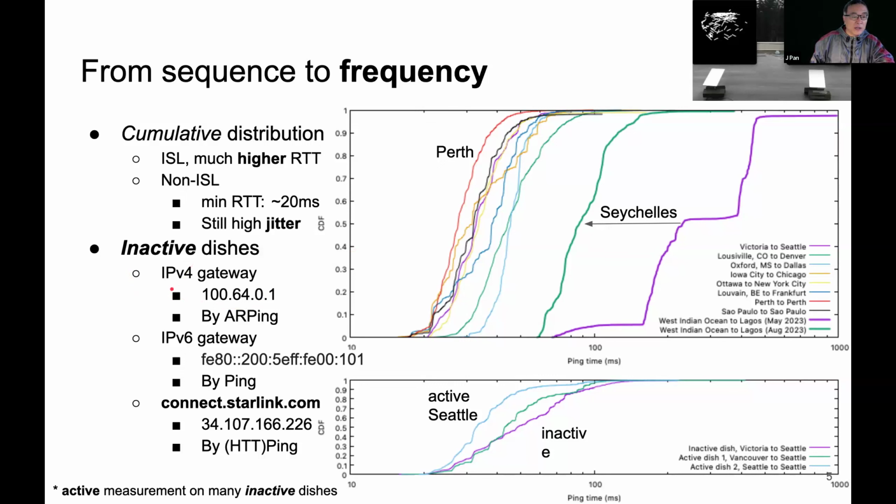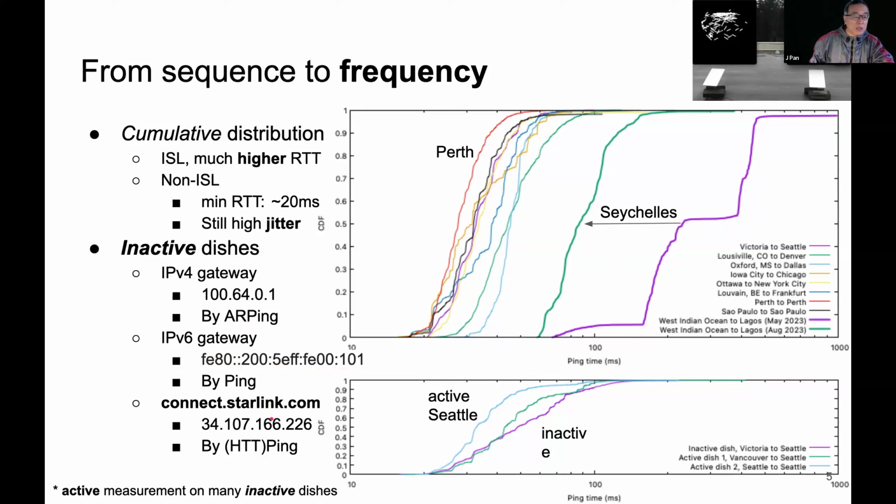But still, from the user dish, we can reach certain things, like the satellite gateway here for IPv4. For IPv4, if you are inactive, they block the ICMP ping, but you can do an ARP ping, basically between the link layer and the network layer. But for IPv6, we can still ping this particular address, because there's no CGNAT, no NAT for IPv6, at the satellite gateway for IPv6. In this case, even when inactive, we can reach it by ping message.